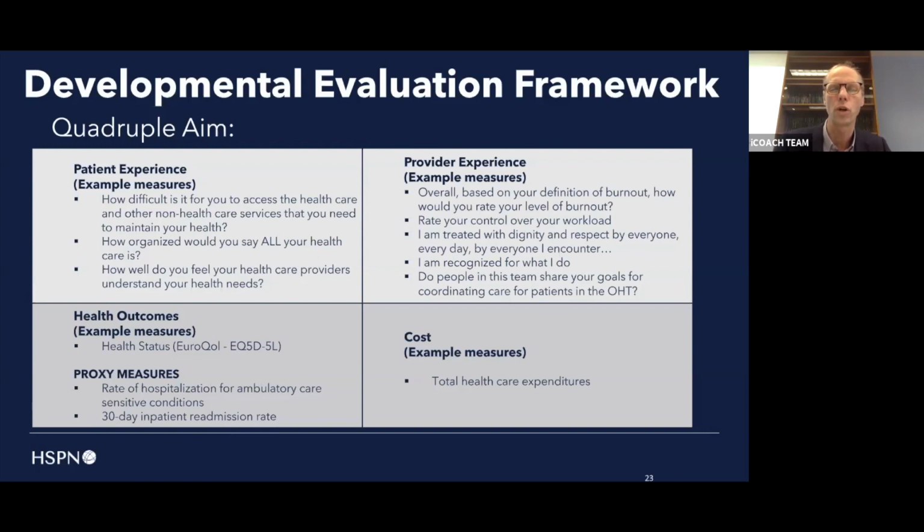So people's overall experience of burnout, workload, whether they feel treated with dignity. These are out of some very generic measures, but also this aspect of do people in the team share your goals for coordinating care?